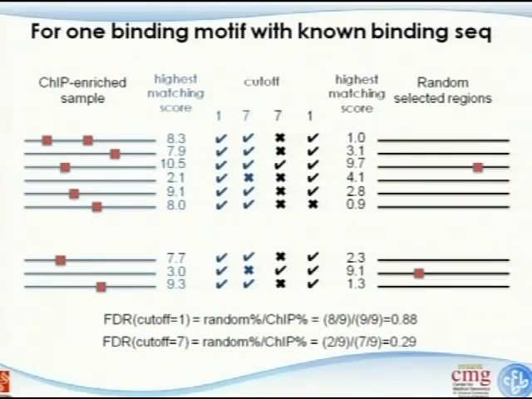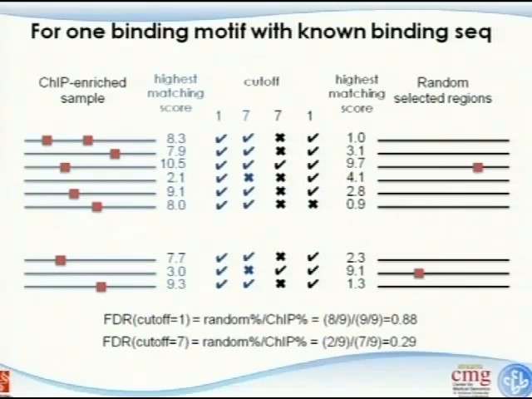Of course, you want to try more gradient ones to make your figure a little bit better, but I'm just making it up. If I use 7 as my cutoff, you can see that 2 of this doesn't make it, and 2 of this make it in the random set. And then when you calculate this FDR, 2 out of 9 made it, 7 out of 9 made it, and your FDR here is about 30%.